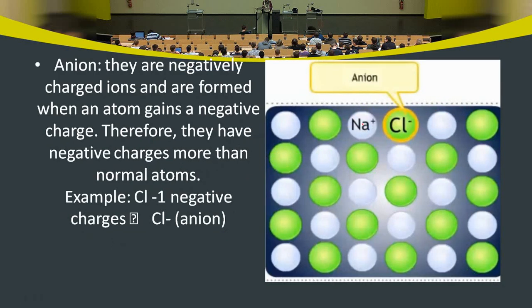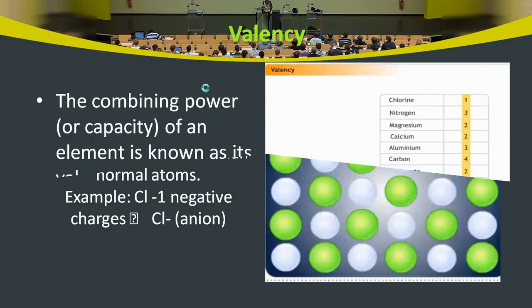So we have seen in the previous slide, again I am going to explain that anions are those ions which are negatively charged. So keep in mind that negatively charged ions are called anions. For example, chloride ion is an anion.